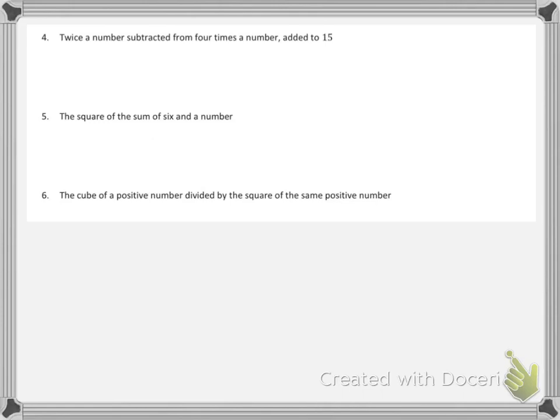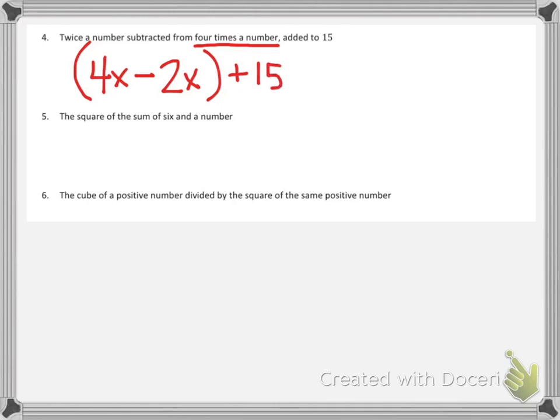Twice a number subtracted from 4 times a number, and then added to 15. All right, so let's unpack this one. Twice a number subtracted from 4 times a number. So I'm going to start with 4 times a number, so 4x. And then I'm subtracting 2 times a number, so that's minus 2x. And that is all added to 15. So we have 4x minus 2x plus 15.